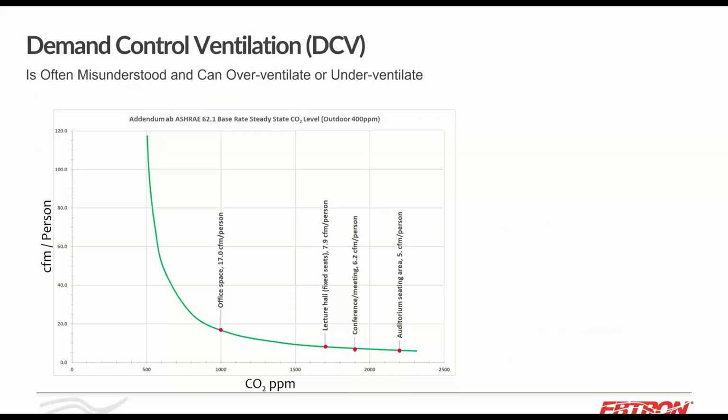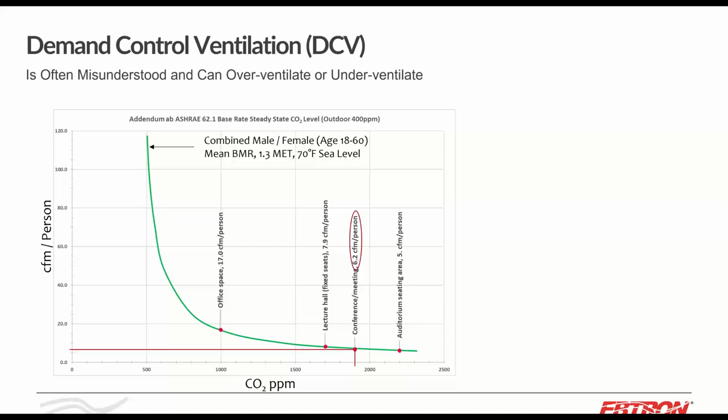So this is looking at some of the spaces with Addendum AB and what the steady state values are. You can see an office is at 17 CFM, and an auditorium is at 5 CFM per person. The most densely occupied spaces have the least amount of ventilation, and they're going to have the highest steady state CO2.